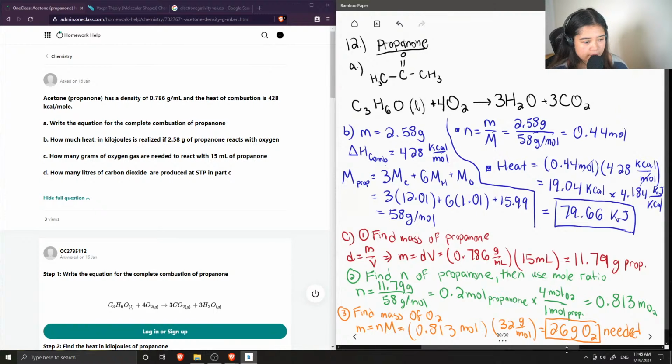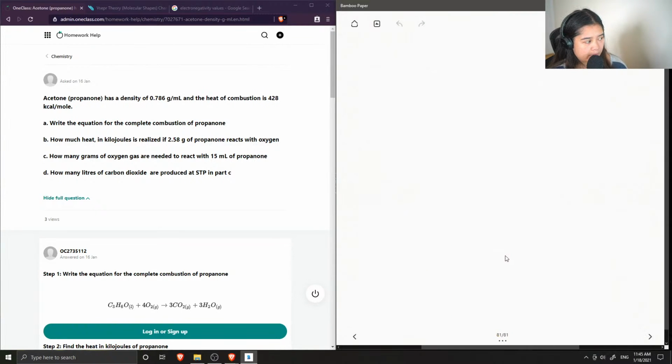Okay, so let's start a new page and answer part D, which is how many liters of carbon dioxide are produced at standard temperature and pressure in part C. Okay, so when we have standard temperature and pressure, that means that the temperature and the pressure are constant. So the only thing that varies for this reaction would be the volume and also the number of moles.